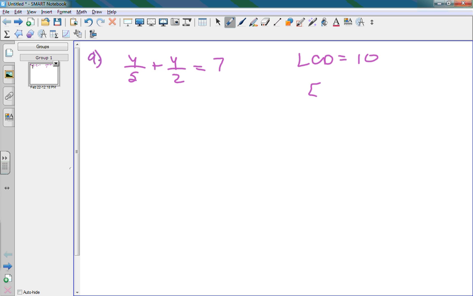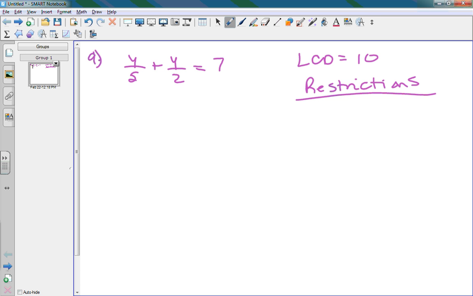And now I ask you about your restrictions. When do we have restrictions? You have restrictions when there is a variable in the denominator. This is what we use that for.